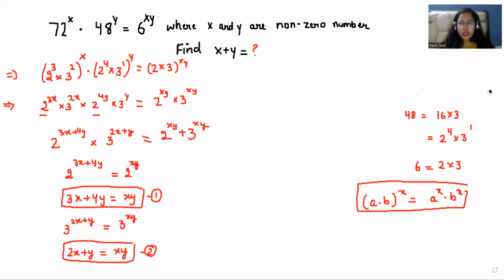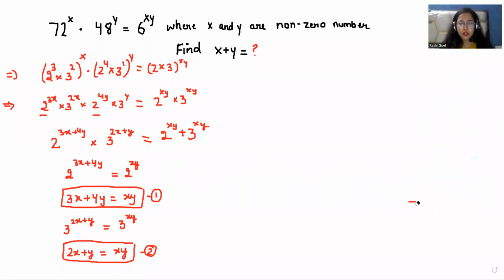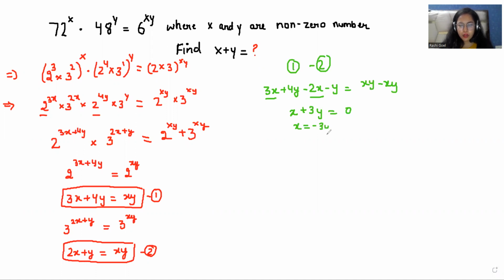So if I compare these two equations, if we subtract equation number 2 from equation number 1, we can write 3x plus 4y minus 2x minus y is equal to xy minus xy. So 3x minus 2x is x, 4y minus y is plus 3y, and it equals 0. So the value of x in terms of y is minus 3y.